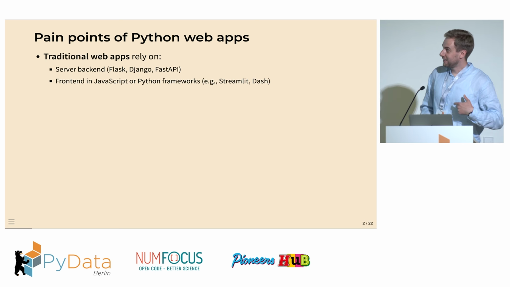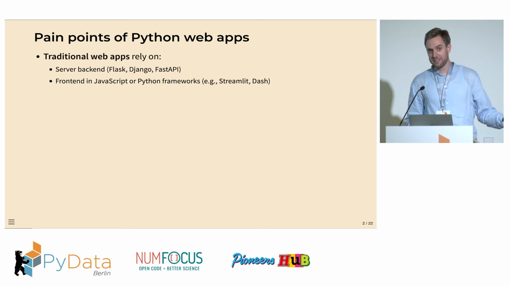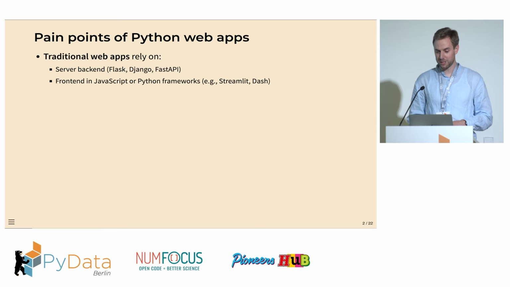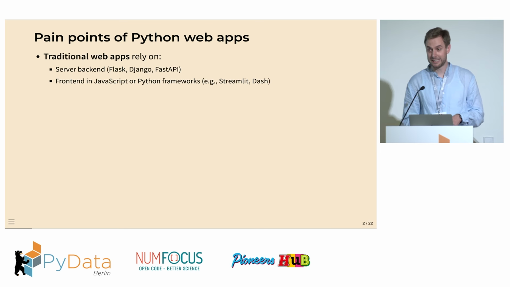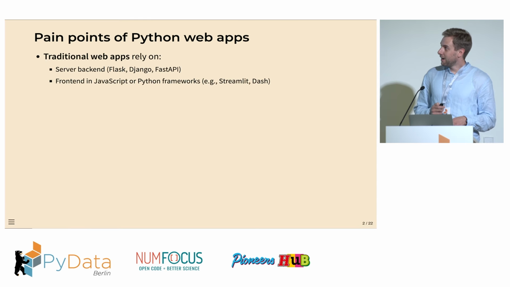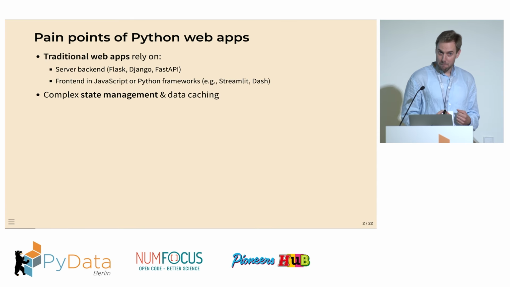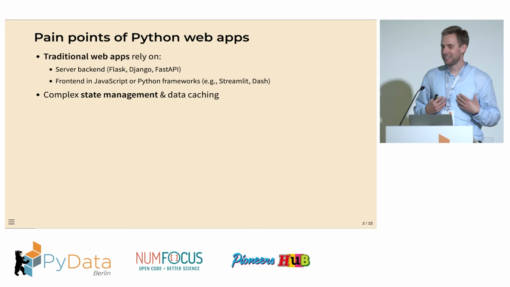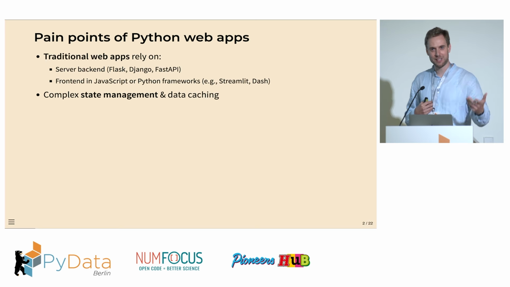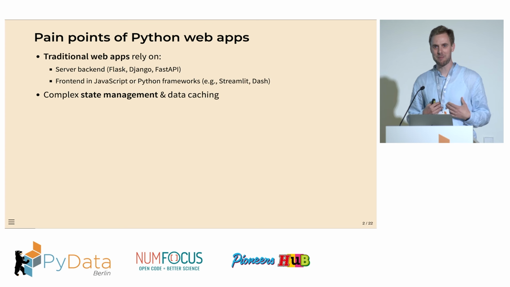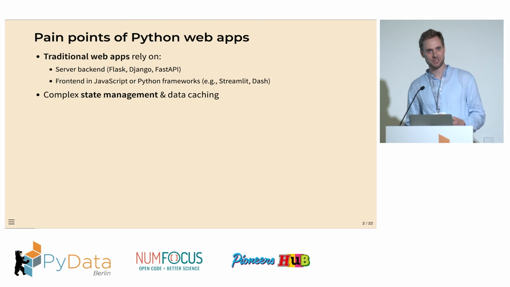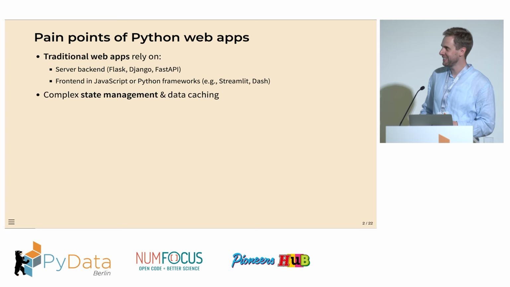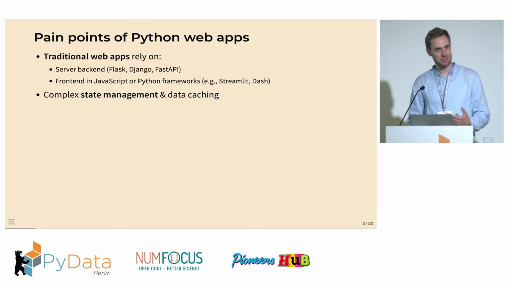And on the front-end layer, you could either create your own JavaScript front-end if you are a web developer, or you can use Python frameworks like Streamlit or Dash. The problem, at least for me, I'm an experienced R user, and I've used the Shiny framework, and when I had to create Python web apps, I was surprised. I have to do all sorts of state management and take care of caching, and things can get complicated quite quickly, complicated and annoying.